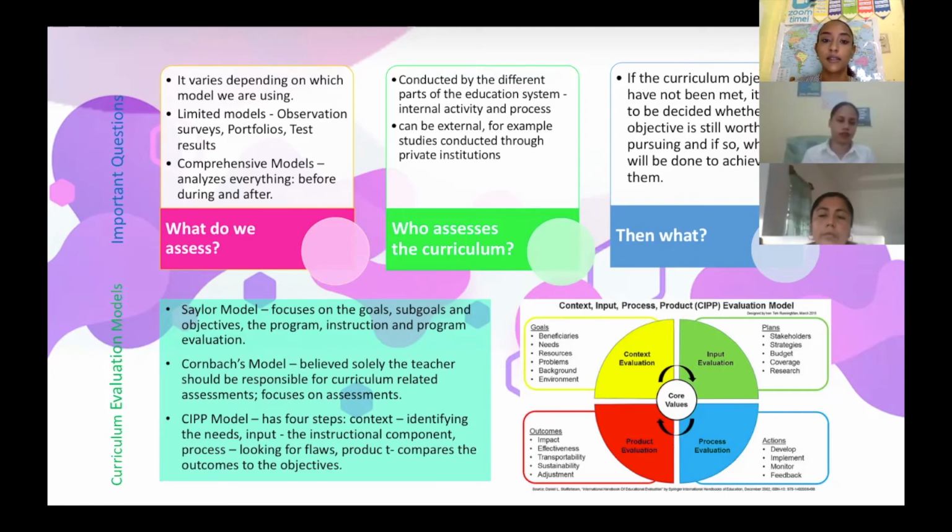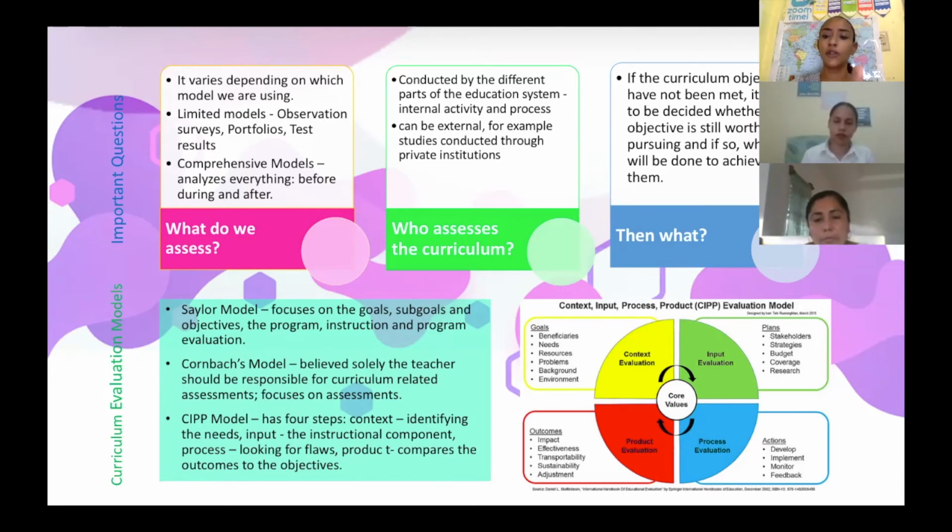Who assesses the curriculum? Well, the curriculum can be internal or external. If it is internal, it can be different groups or committees within the school. It can be the administration of the school, Ministry of Education, or even the teachers. It can also be external. External would be members of the community or any private institutions for research-based studies.